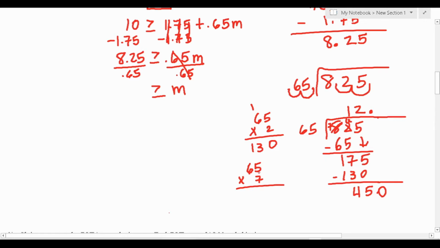65 times 7. 7 times 5 is 35. Carry the 3. 7 times 6 is 42, 43, 44, 45. And as we can see, this is bigger than 450, which means we can't use 7 in this case. So we're going to have to do 65 times 6. 5 times 6 is 30. Carry the 3. 6 times 6 is 36, 37, 38, 39. So in other words, 6 times 65 is 390.